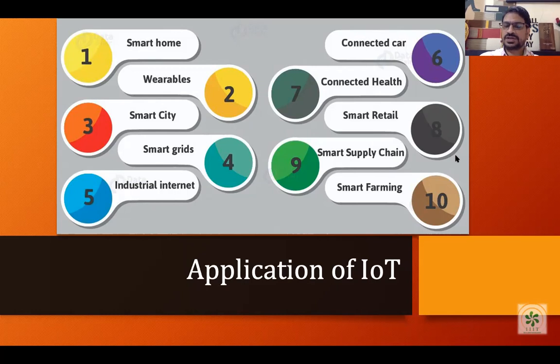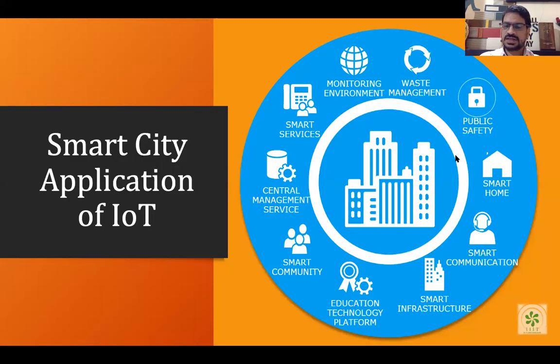So all these are different applications related to IoT, and these are particular to the smart city: waste management system, public safety, smart home, smart communication, smart infrastructure, educational technology platform. Right now it is very useful, where all the educational institutes are connected with each other. Let's say if I am talking on a particular topic, students of other institutions can also join and benefit from it. Smart community, central management service, smart services, monitoring environment, all these are different applications of a smart city. You can work on any of these applications to enhance it.